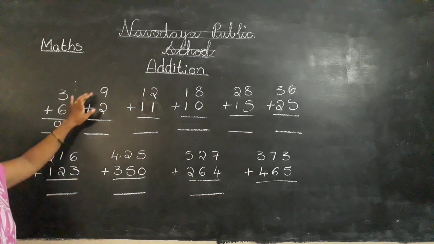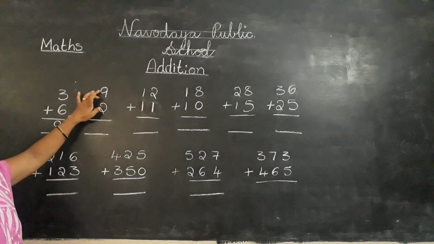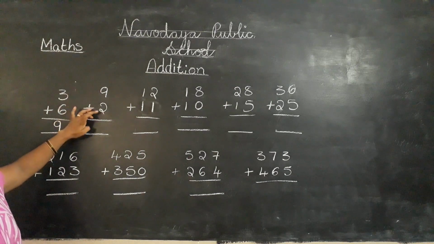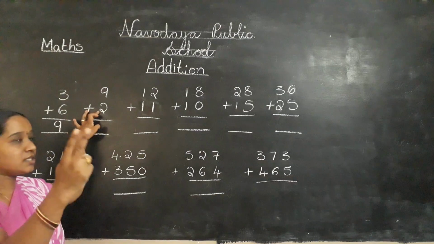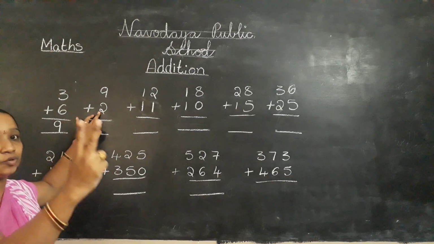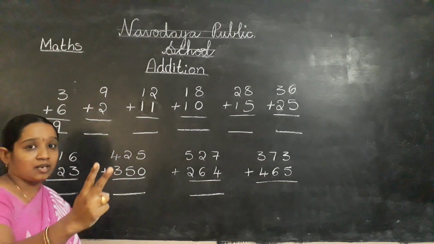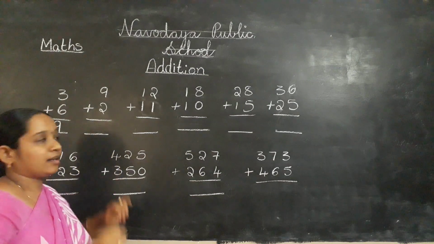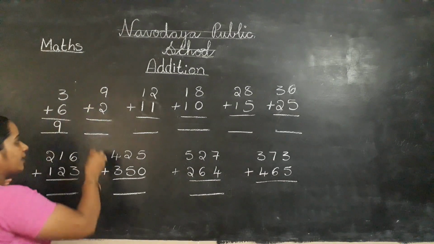Next one. 9 plus 2. 9 is kept in mind. Take the bottom number with fingers. What is that? 2. Take 2 fingers. 9 after: 10, 11. 9 plus 2, 11.